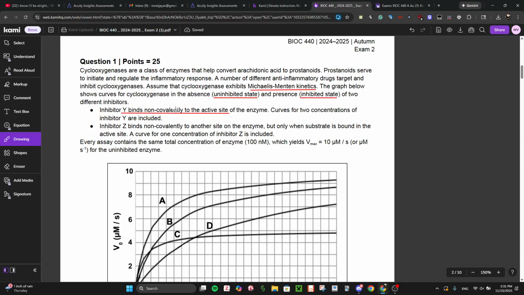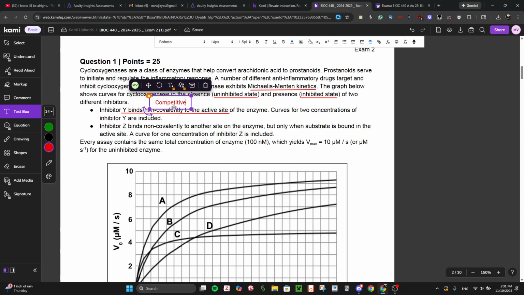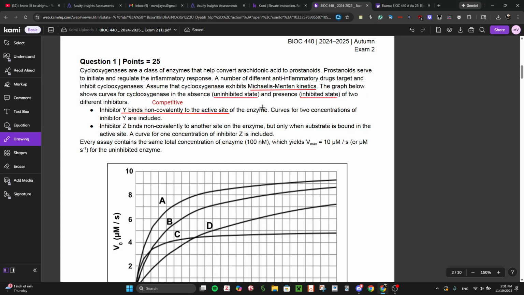So immediately I'm thinking this is active site, it's going to be competitive, so I'll go ahead and write that down. You've got a competitive inhibitor there, and there's two curves, so I should see an increase in Km for two of these curves. And then I've got Z, which binds non-covalently to another site on the enzyme, but only when substrate is bound to the active site. So it's going to be this ESI complex, enzyme-substrate-inhibitor complex, and that would be an uncompetitive inhibitor, right? And I would expect to see a decrease in Km and a decrease in Vmax, right? So this is going to be uncompetitive.